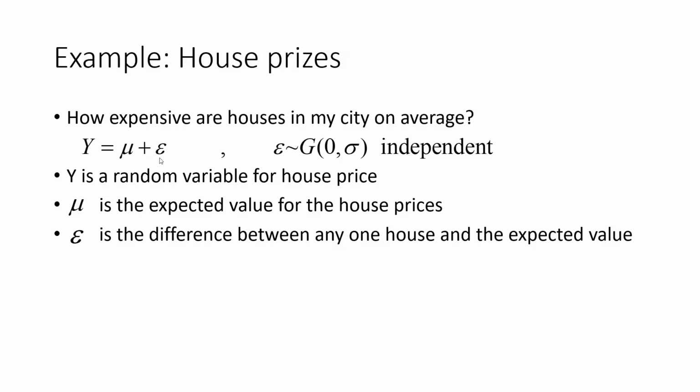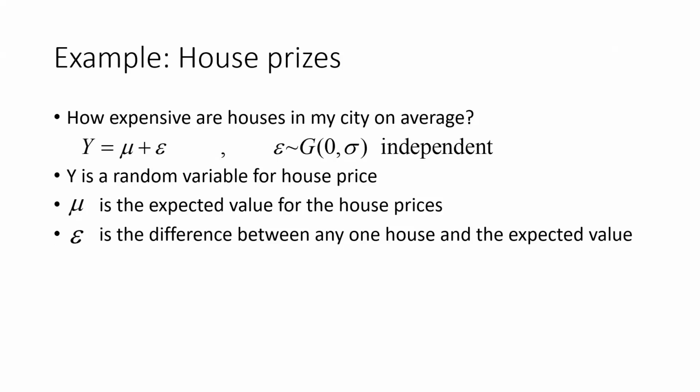or the residual. And because it is a model, we have to specify a distribution for the residual. And this is a Gaussian distribution here with the standard deviation of sigma. Now, we are almost always assuming independence here between the observations to estimate the parameters. Y is the random variable for house price in this example. Mu is the expected value, which will turn out to be the average. And epsilon is just the difference between the expected value and the actual house price, the individual house price.